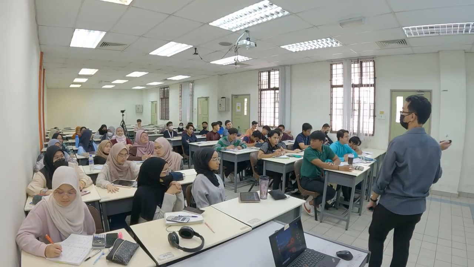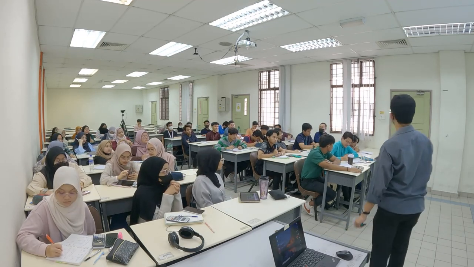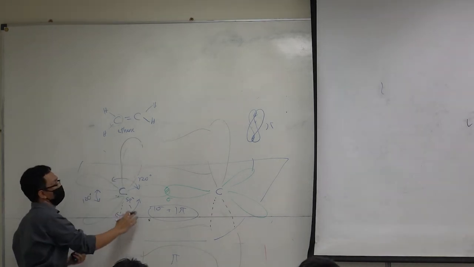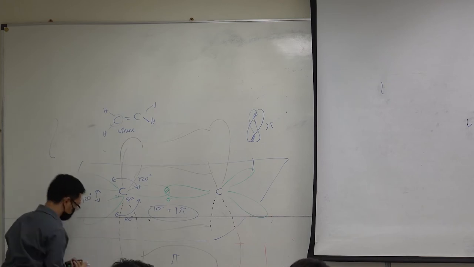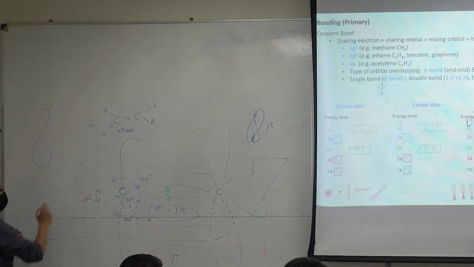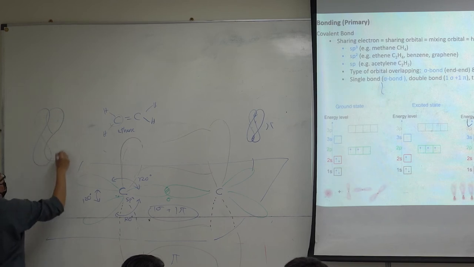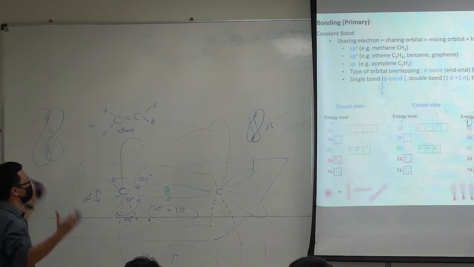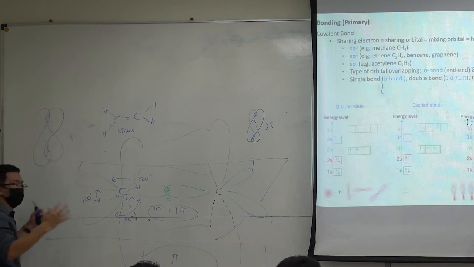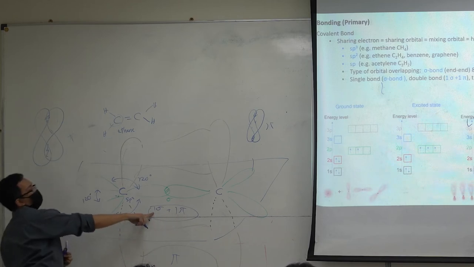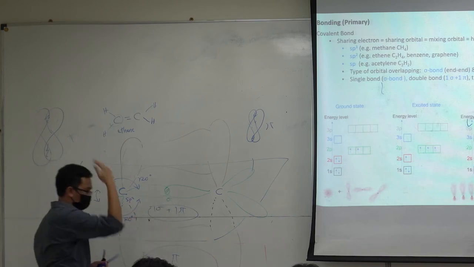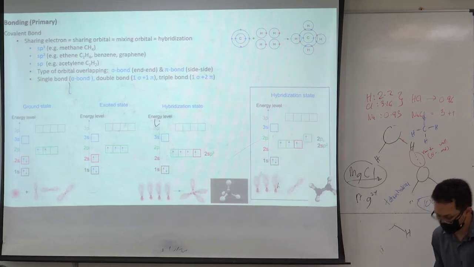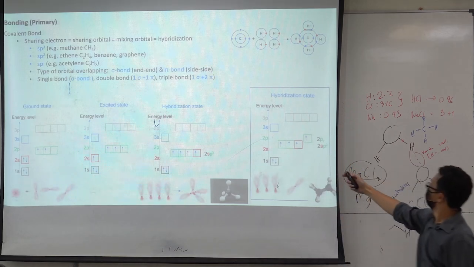Arina, Maya, faham? Why only one pi? Because this is one orbital overlap, side by side. Combined together, you get this. Even though it looks like there are two lobes, the process is one, so that's why only one pi, and one sigma. They draw it like that to explain why the double bond happens. Okay, enough for this.